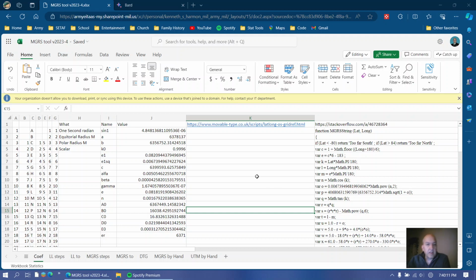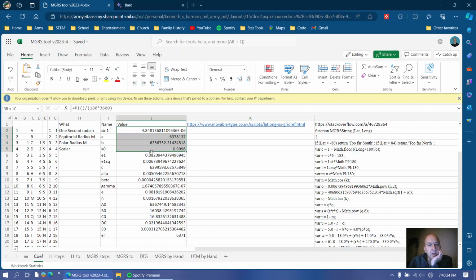All right, let's start looking at the formulas in order to turn latitude, longitude into MGRS. Here's a list of all the coefficients we're going to be using.